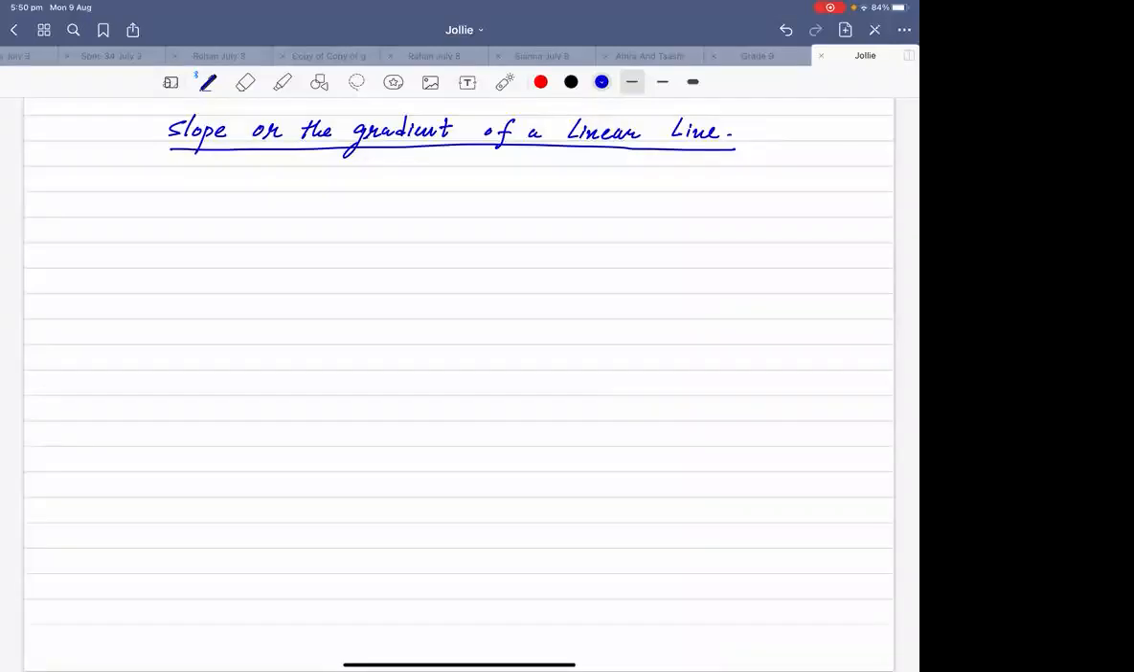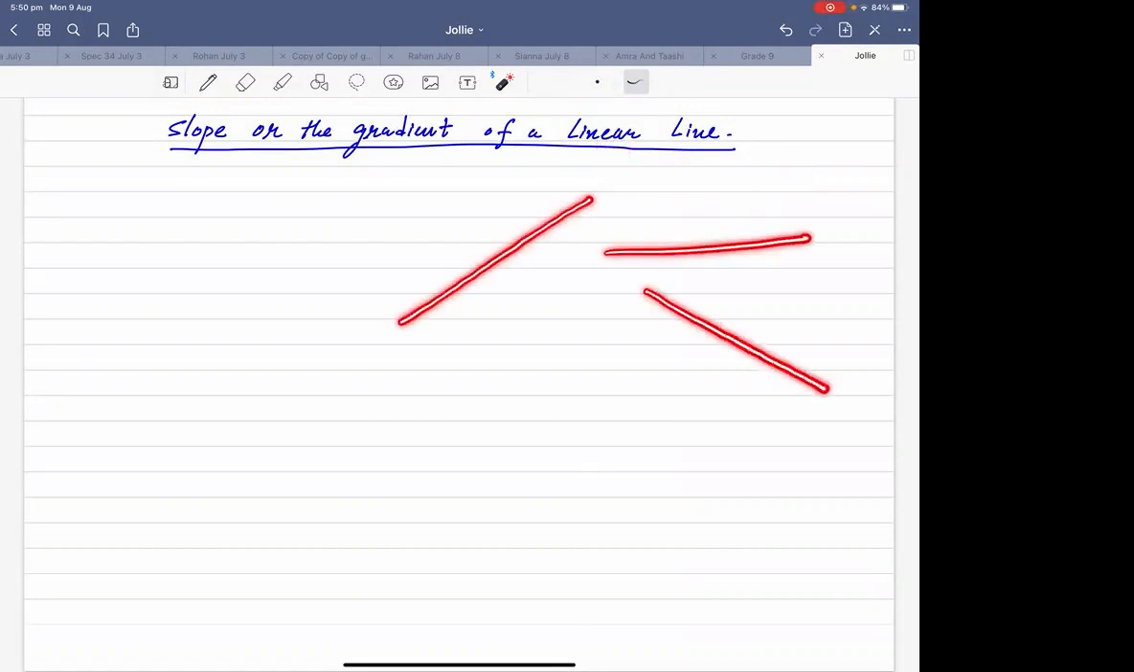Okay. So slope or the gradient of a linear line. Now we'll understand what is a linear line. A linear line is a straight line. Straight line means a line like this, or a line like this, or a line like this, right? They are straight lines.